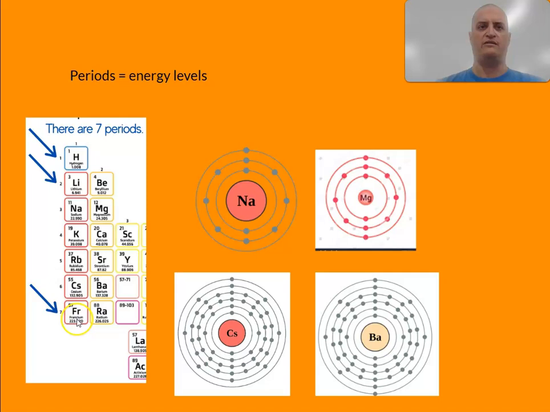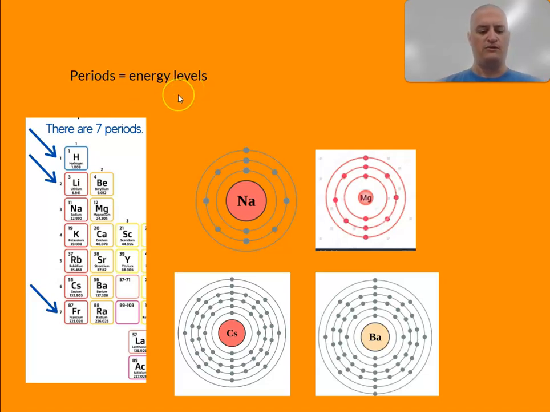Something down here, like cesium, in period 6, has 1, 2, 3, 4, 5, 6 energy levels. Barium next to it also has 6. So the idea is that for this whole row across, these all have the same energy levels. There's 7 periods, so 7 energy levels.